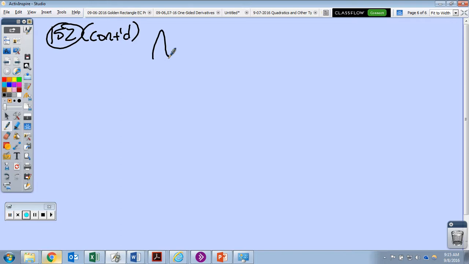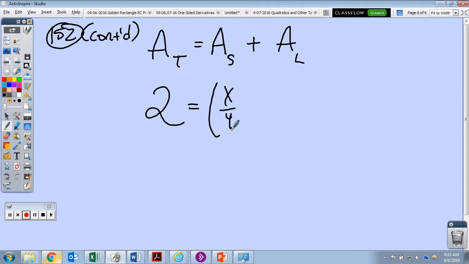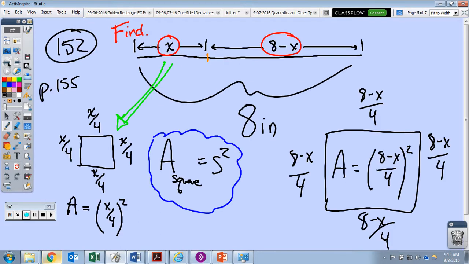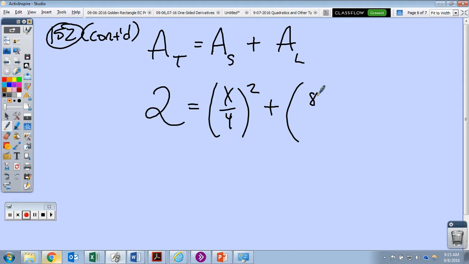So the total area is going to be equal to the area of, we'll say, the small square plus the area of the large square. You guys can use whatever notation you want, whatever makes it straightforward. This has to be what? 2. It has to be 2. It needs to equal: the area of the small square is x over 4 squared plus 8 minus x over 4, squared.